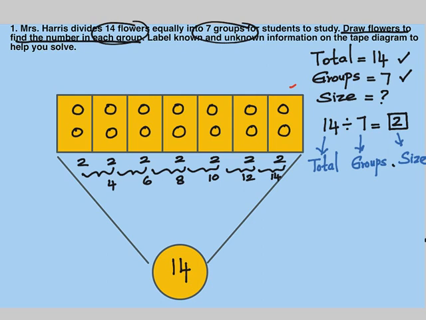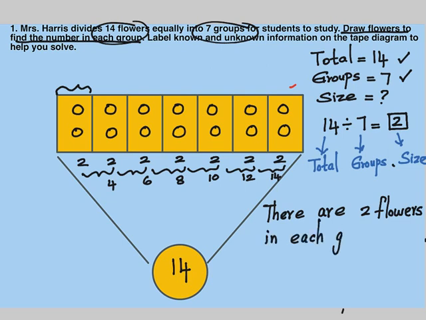What we found here is the size of one group. So the size of each group is 2. Okay, let us do the statement now. The statement is, there are 2 flowers in each group, period.